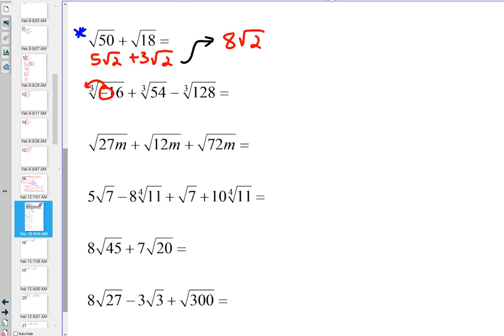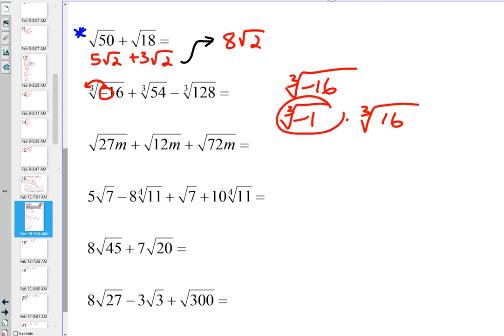The reason for that is the cube root of negative 16 is the same thing as saying the cube root of negative 1 times the cube root of 16. And the key being, what's the cube root of negative 1? It's just negative 1, yes. Negative 1 times negative 1 times negative 1. Negative 1.